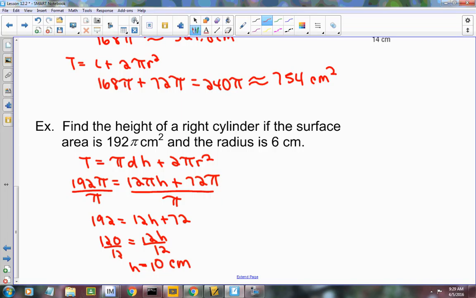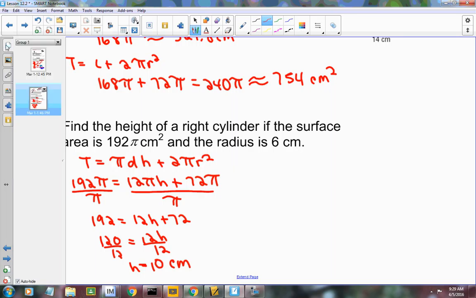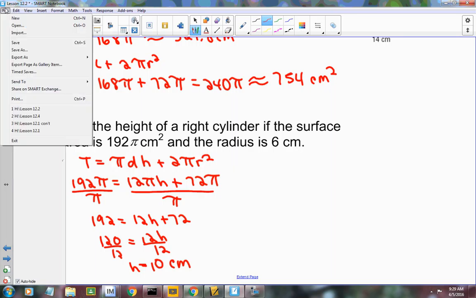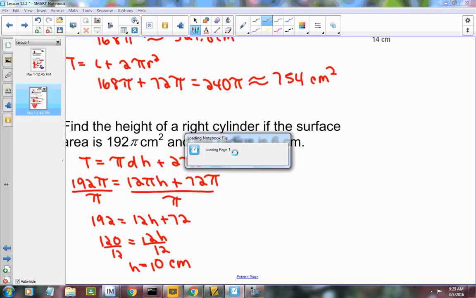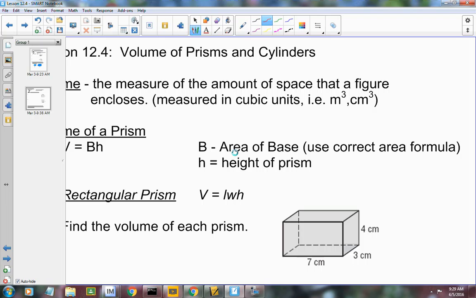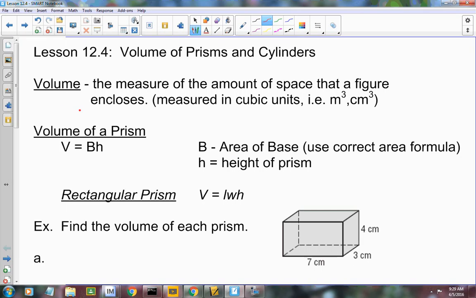Questions on what I did there? Okay, now let's do volume. Volume's a little quicker. Surface area to me is kind of time consuming. Okay, so we're going to talk about the volume of prisms and cylinders. Remember, the volume is the amount of space that a figure encloses. It's how much goes inside of it.